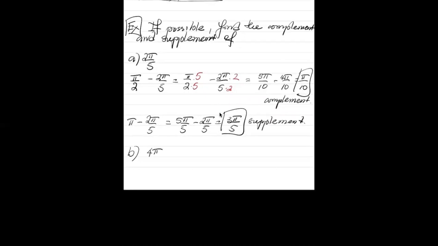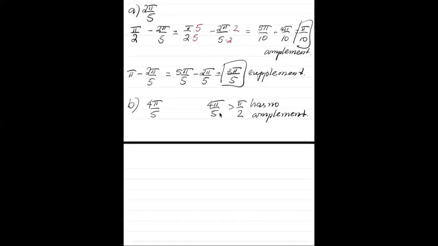The given angle is 4 pi over 5. Now, what I notice here, you can convert into degrees. We'll see that in a little bit, but I notice this is greater than pi over 2. Well, if it's greater than pi over 2, then it has no complement. It's too big. To find the supplement, we do the same thing. We subtract the given angle from pi. So that's 5 pi over 5 minus 4 pi over 5, which is pi over 5. And that is the supplement.